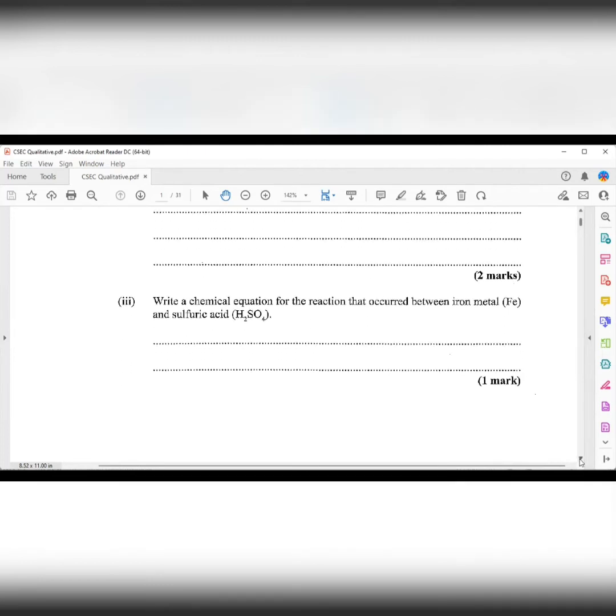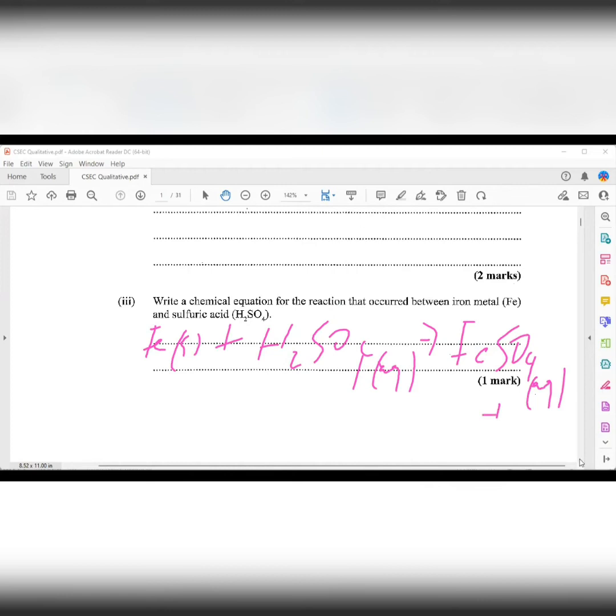So it says write a chemical equation for the reaction that occurred between iron metal and sulfuric acid. So what you're going to have happening here should be pretty straightforward. Iron, which is a solid, plus sulfuric acid, H2SO4, which is aqueous, produces iron 2 sulfate, which is aqueous, plus hydrogen gas. That's why you got the popping sound. And you need to balance your equation. So that's 1, that's 1, that's 1, that's 1. So it's balanced. Okay, so that would be the equation that they're looking for there.